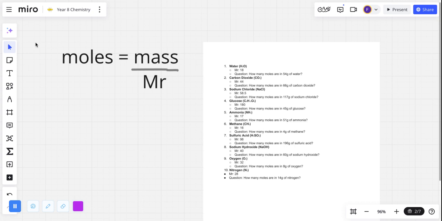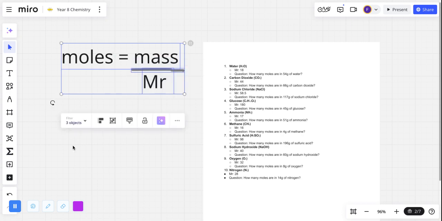You'll see a lot of teaching now using triangles and stuff. I don't really like them. I think you are old enough now to develop your math skills. So today, for each question I want you to see moles equals mass over MR. It doesn't take long to write it out, even on here if you use text.